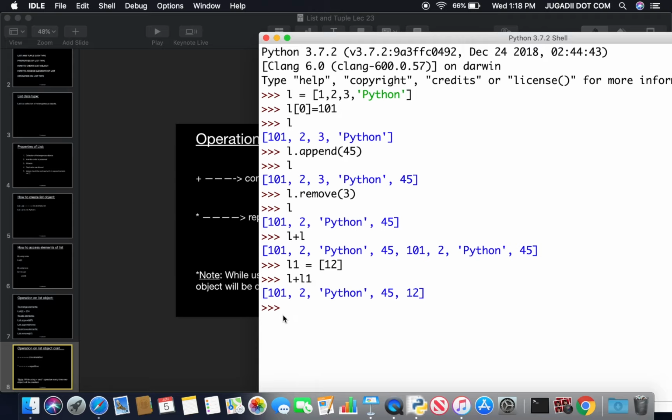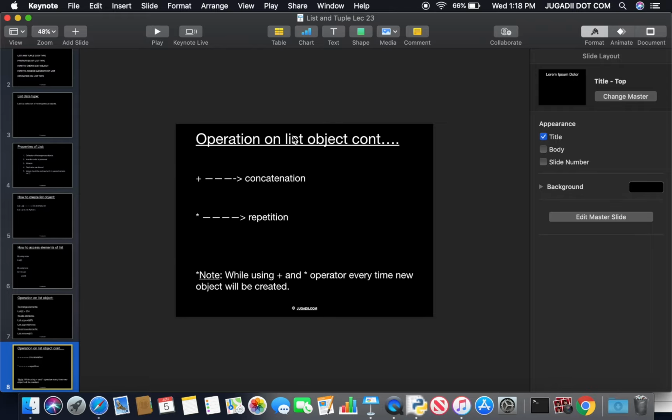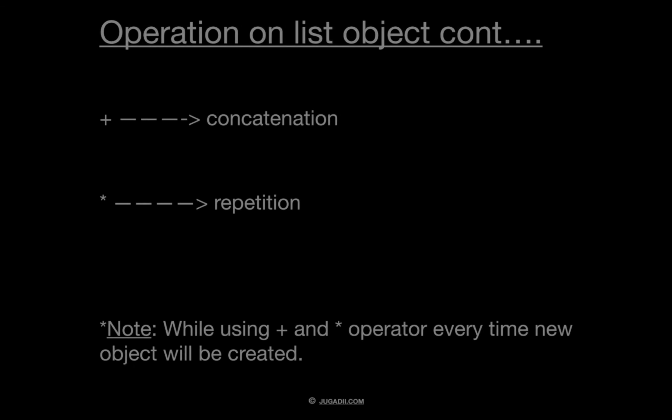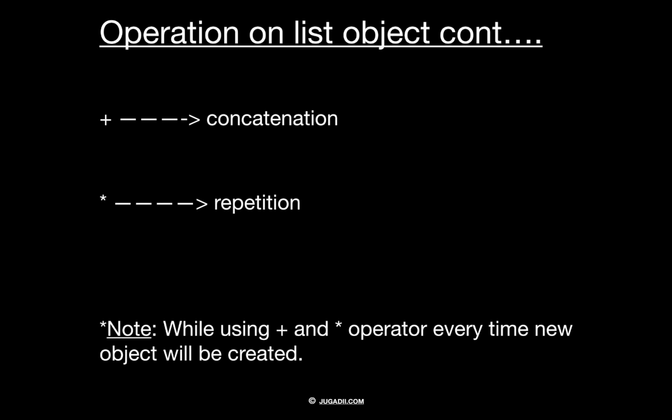And for repetition, it will repeat the same values again and again. Let us say L1 asterisk 3, you will get 1 2 1 2 1 2, three times. And the important note for these concatenation and repetition operators is that while using the plus and asterisk operators, every time a new object will be created.